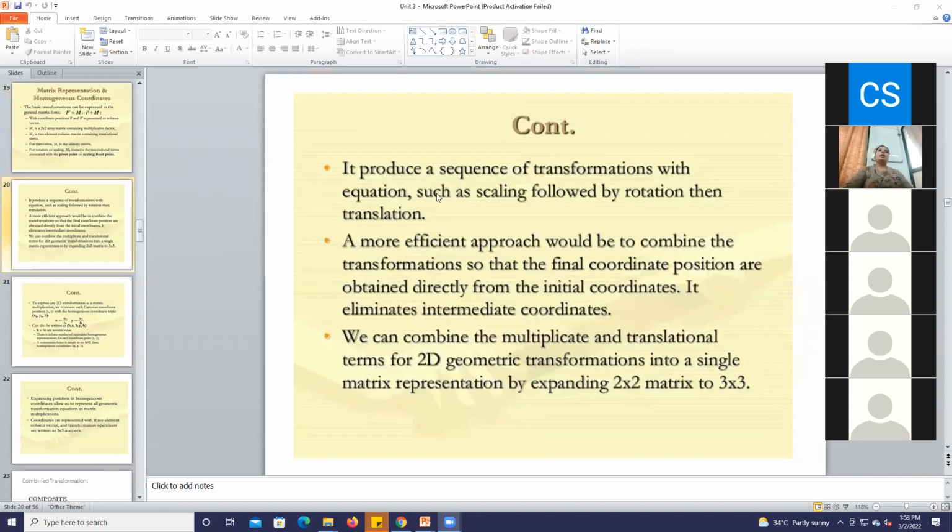Next, it produces a sequence of transformation with equation such as scaling followed by rotation then translation. आपण बघितलेस combined transformation मध्ये पहिल्यांदा जर 3 operations घेतले तर first operation is carried out by second and then it is carried out by third. A more efficient approach would be to combine the transformation so that the final coordinate positions are obtained directly from the initial coordinates. Okay, so what is the meaning of this line that I will show you?